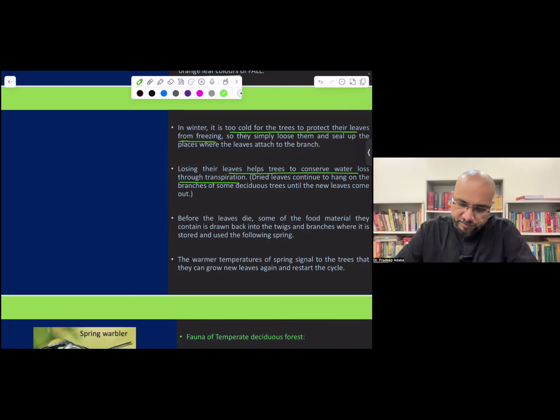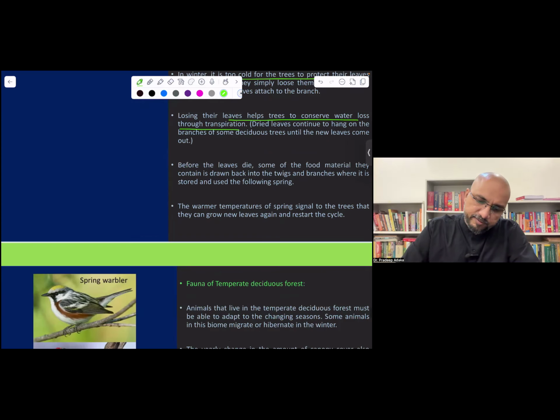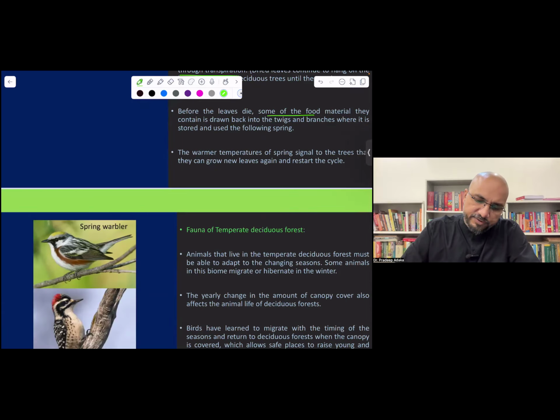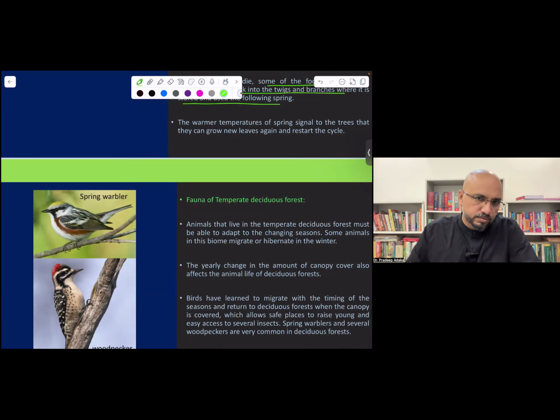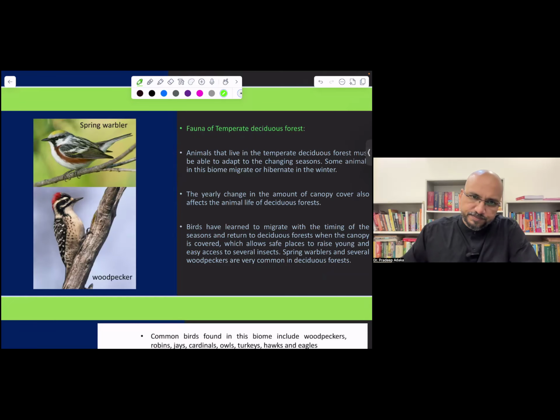Okay. Before the leaves die, some of the food material they contain is drawn back into the twigs and the branches, and it is stored for the following spring. So before the shedding actually takes place, whatever nutrients are present in the leaves go back to the stem, and then shedding takes place. Warmer temperatures during the spring will again lead to new leaves emerging from the branches. So those are the floral adaptations.